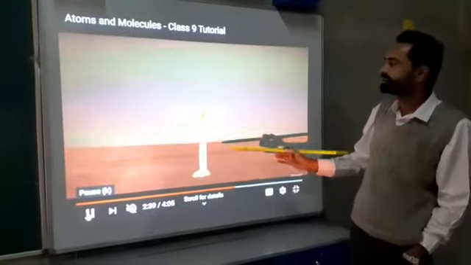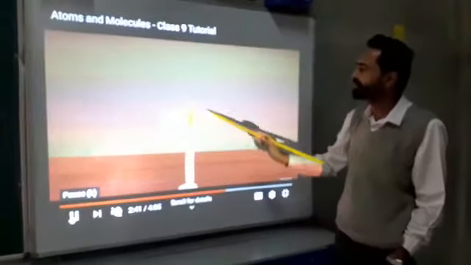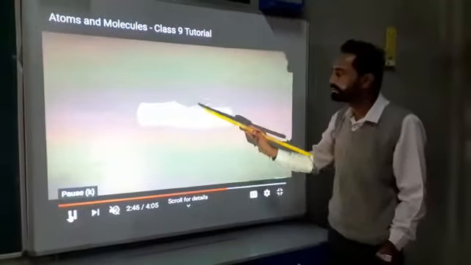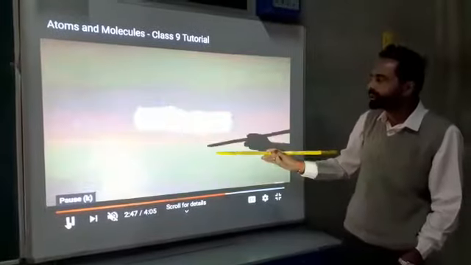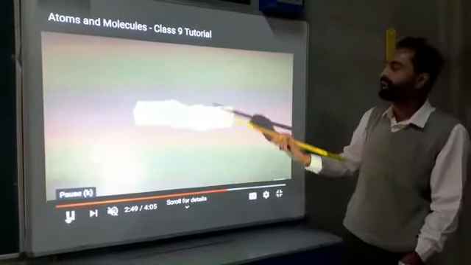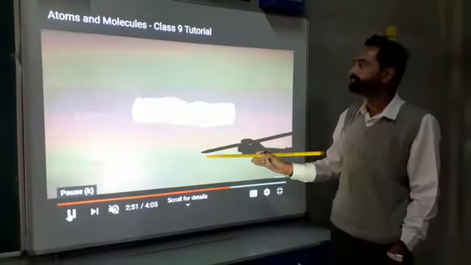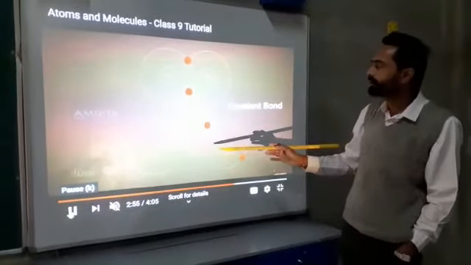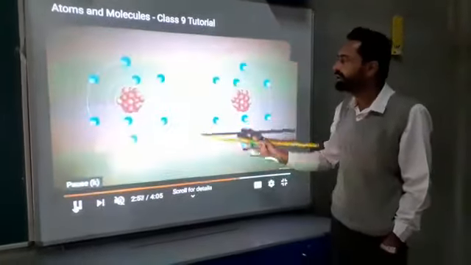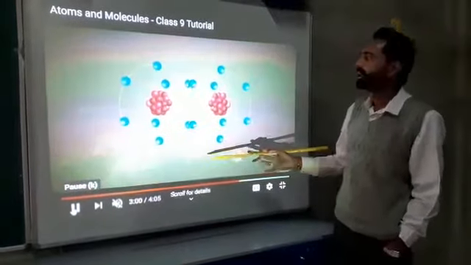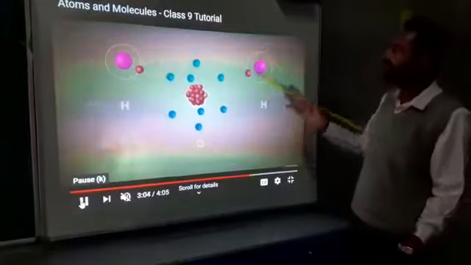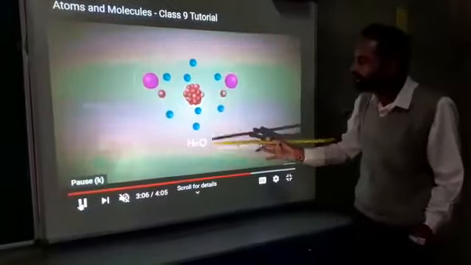Just like in the case of two pieces of wax, when they are heated together they are joined together due to the heat, similarly bonds are formed due to heat and light. So there are two types of bond, covalent bond and electrovalent bond. And similar atoms join to form homoatomic molecules, and different atoms join to form heteroatomic molecules.